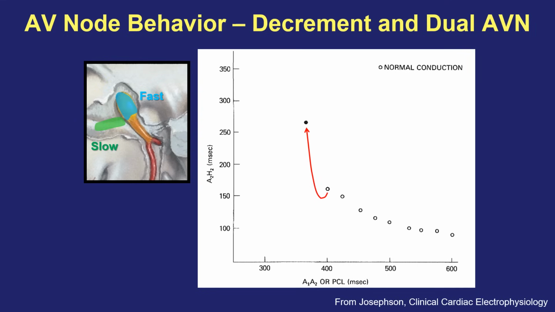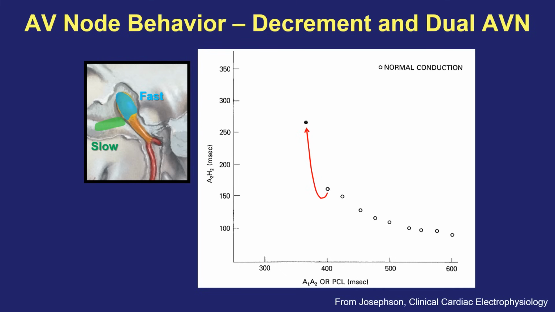As you pace yet slightly earlier, perhaps yet another 10 milliseconds sooner, you're going to see a big change in the shape of this graph. Instead of seeing the next AH interval be right on this sort of trajectory, you're going to see it suddenly change to a much longer AH interval. What happened in this scenario?